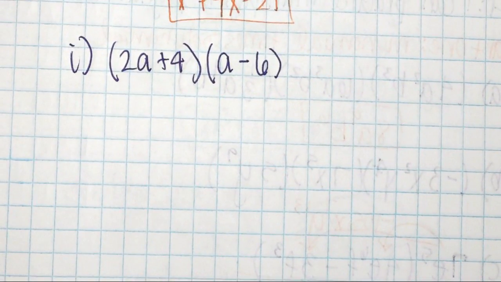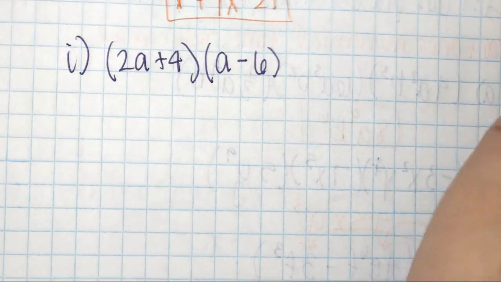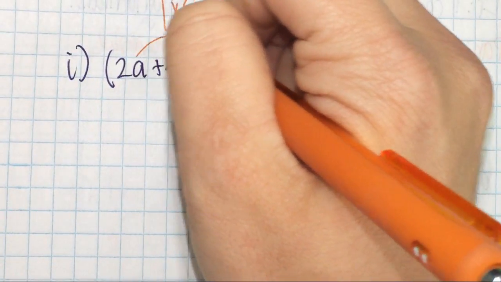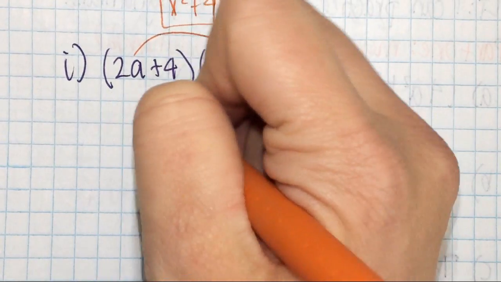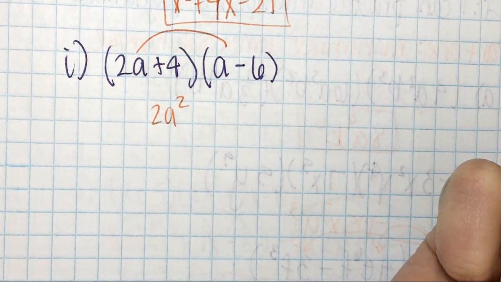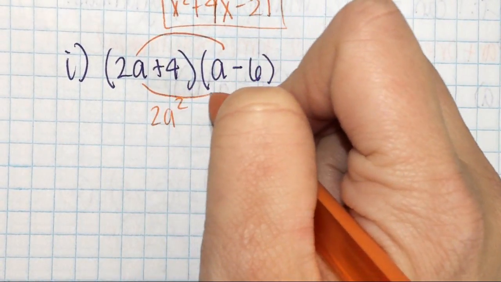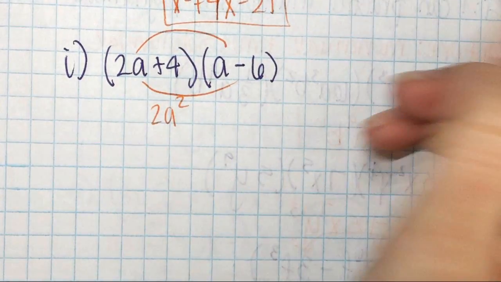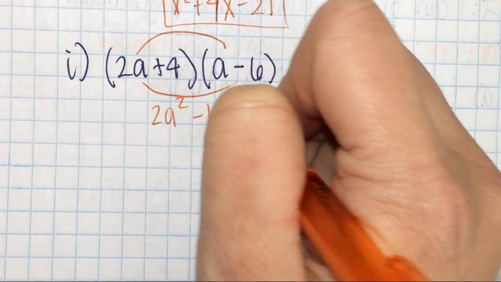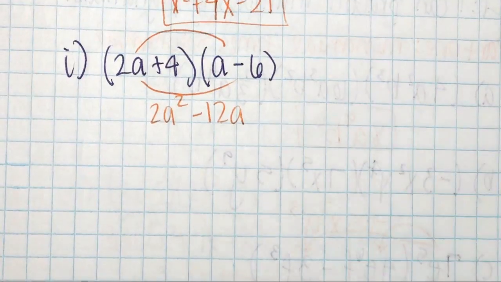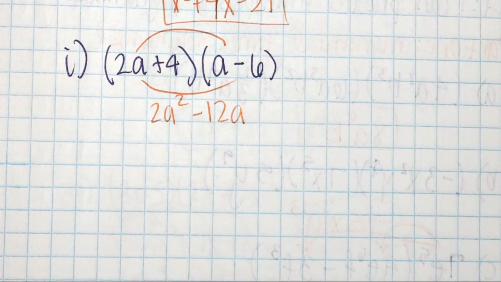Alright. 2a plus 4 times a minus 6. What do I multiply together first? And you get 2a squared. And then 2a times negative 6, and you get negative 12a.